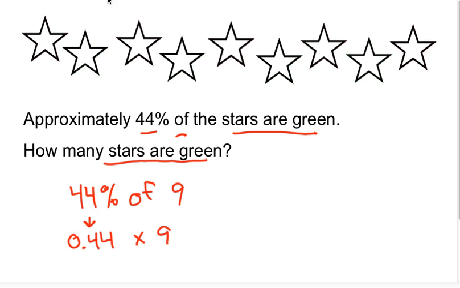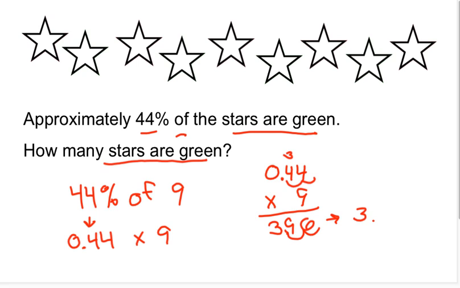So again, what you can do is you can take out a calculator, or this isn't difficult multiplication. We're going to take our 44 hundredths, multiply it by 9. 4 times 9 is 36. Carry your 3. 9 times 4 is 36 plus 3 is 39. And then we have 2 decimal places, so we're going to come in 1, 2 decimal places. And what we have is 3 and 96 hundredths, okay?